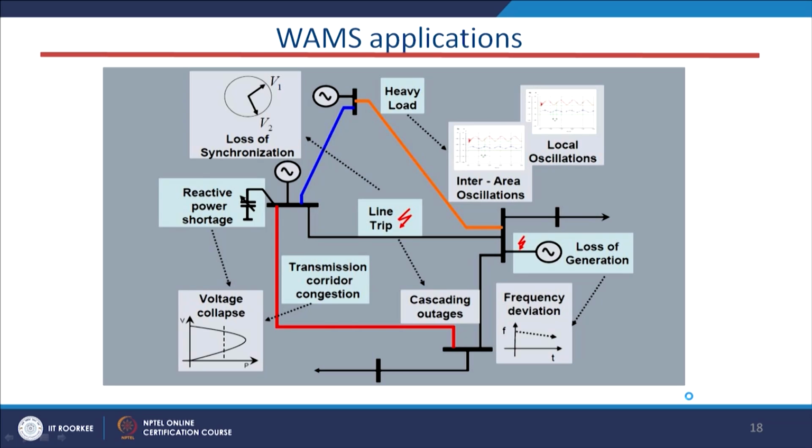Now, I will show some examples of how this WAMS technology helps us. The first one, if you see, is the loss of synchronism. What is the meaning of loss of synchronism? In a particular network we have 2-3 generators, and if a generator goes out of order due to some fault or maintenance or other difficulties, the generator is disconnected from the network. That condition is known as loss of synchronism.